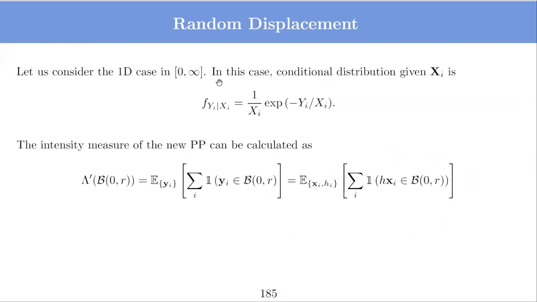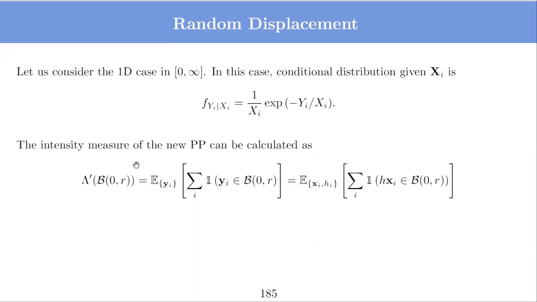So in the one-dimensional case, where yi and xi are scalar quantities, the conditional distribution of yi given xi is 1 upon xi times exponential of minus yi by xi. You can compute this from the hi distribution. The hi distribution is exponential. So given xi, yi is hi into xi. You can scale hi by xi to get yi. So this is the scaled exponential random variable with parameter xi.